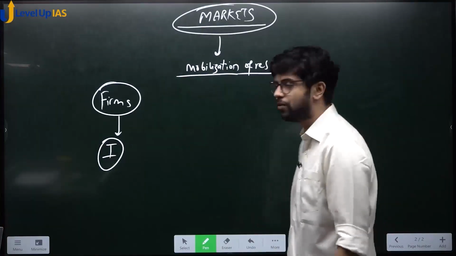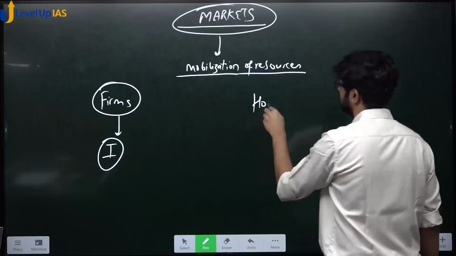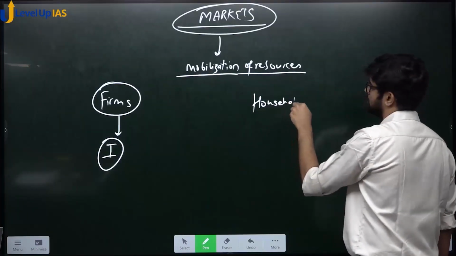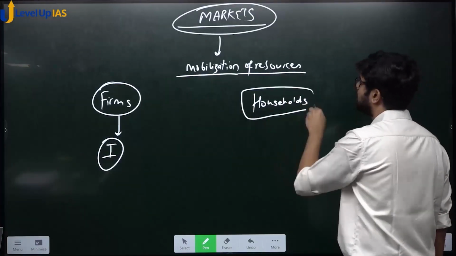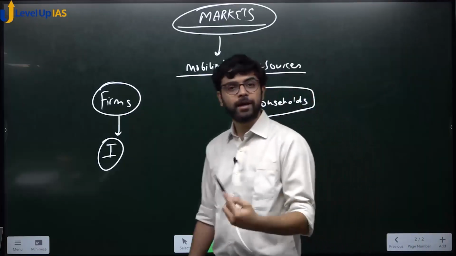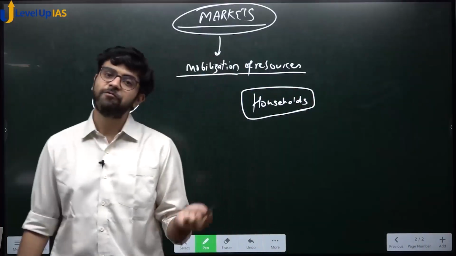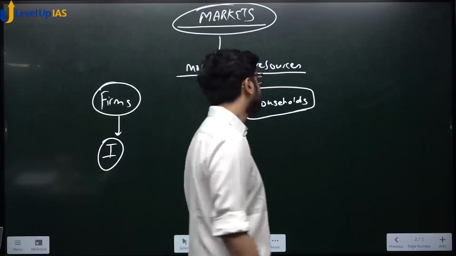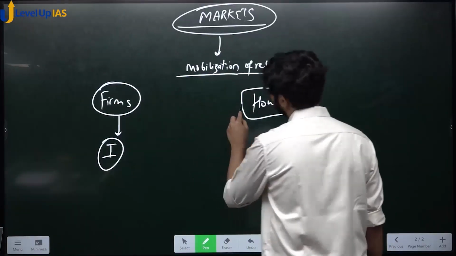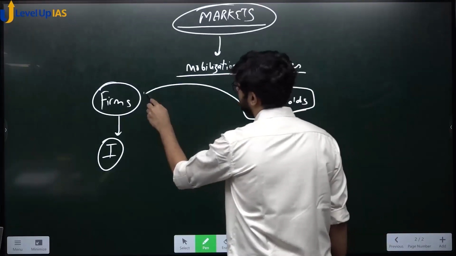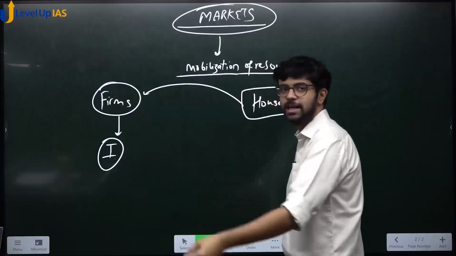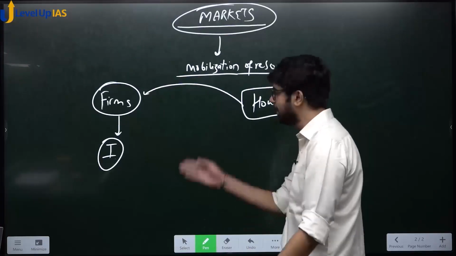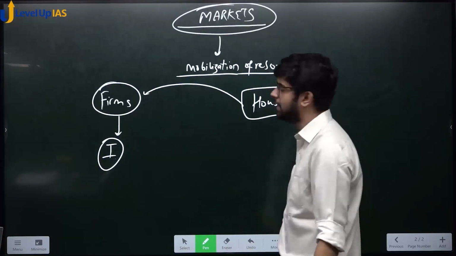Who has money now? Households have money, because households supply labor to firms. Firms give money to labor, labor comes back to household, and now households have money, right? Households will give money to firms, firms will invest, firms will sell, firms will give money to labor, and then the flow, the normal flow, continues.